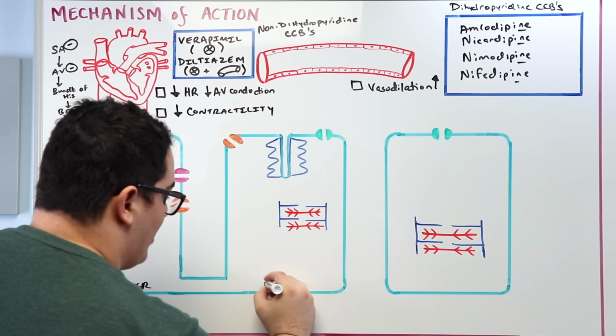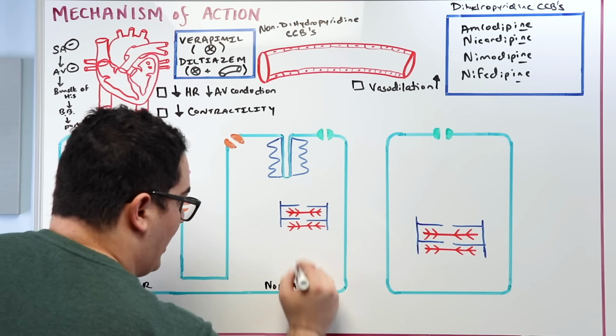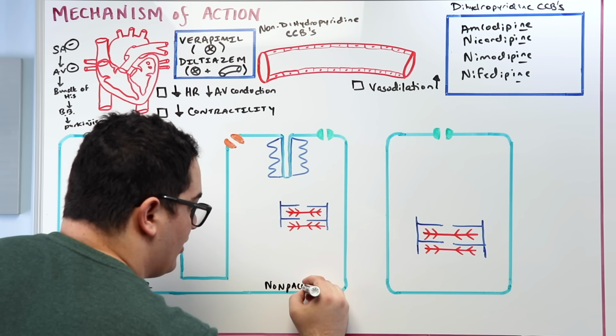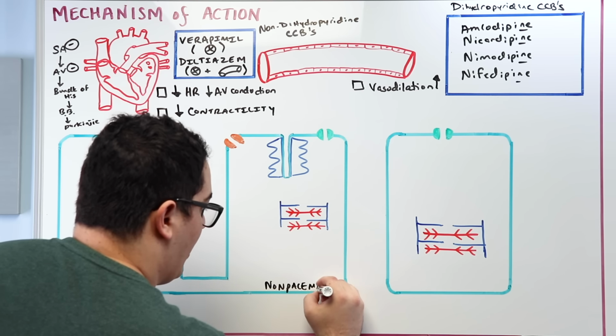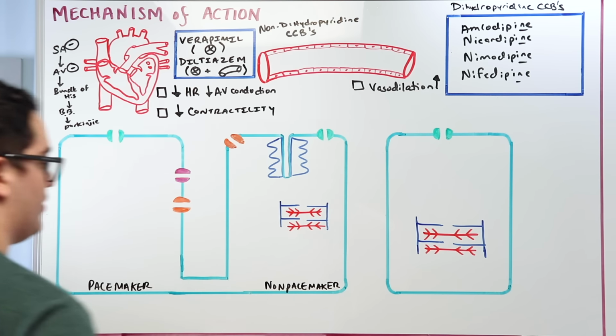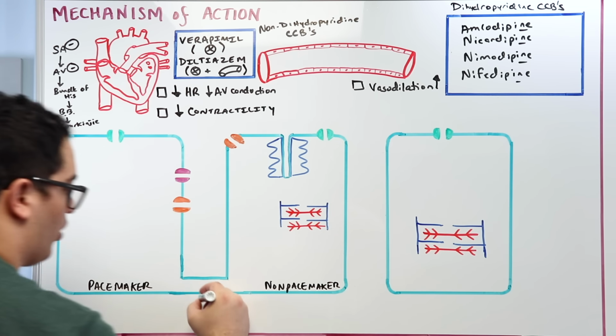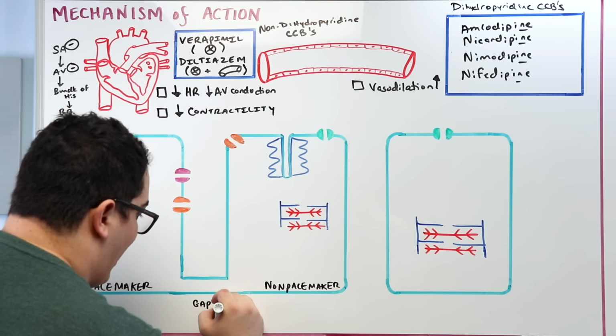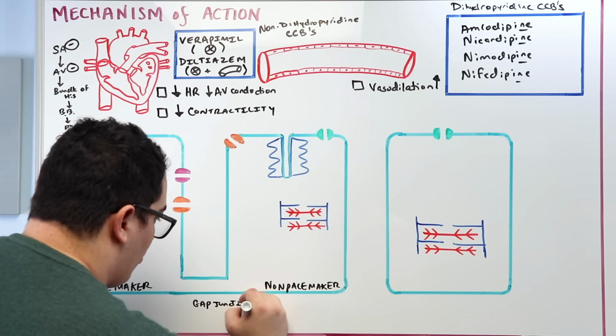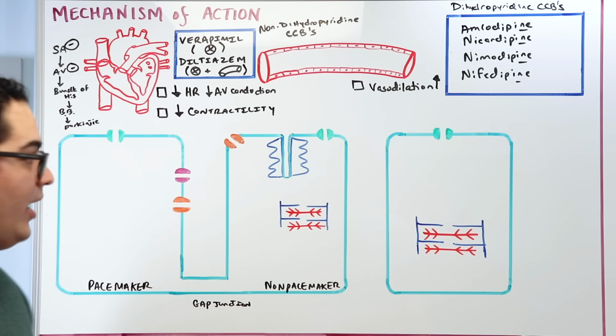Okay, and over here we're going to have a non-pacemaker cell. And as you can see here, it has the actin-myosin components. Okay, and these are going to be the contractile cells. And then here connecting the two, we're going to have just one good old cute little gap junction, right?